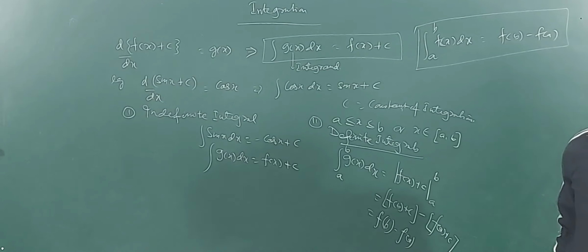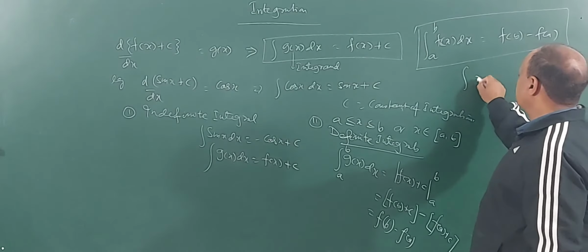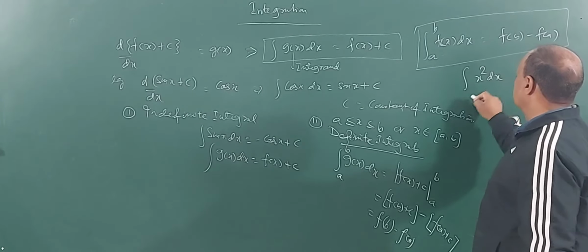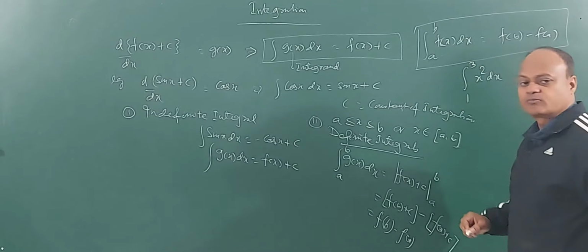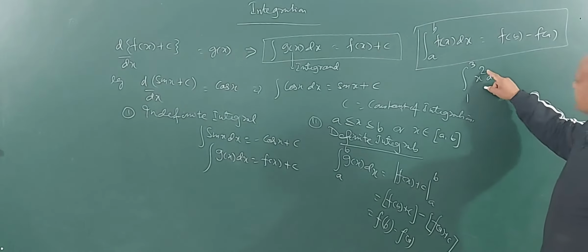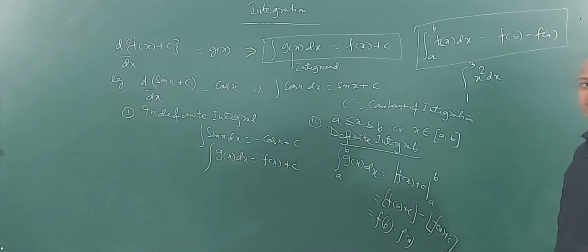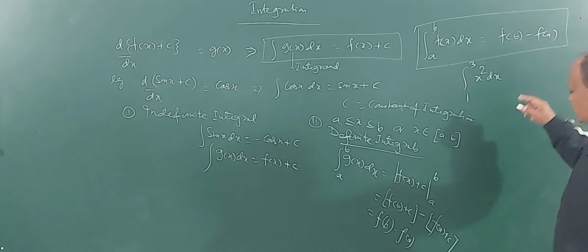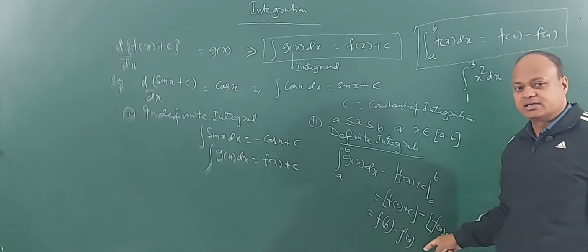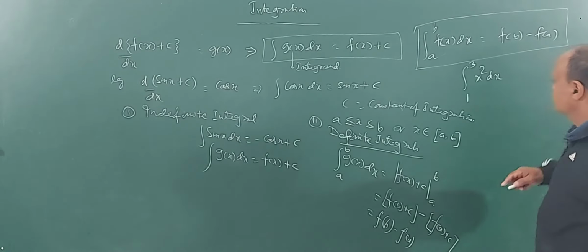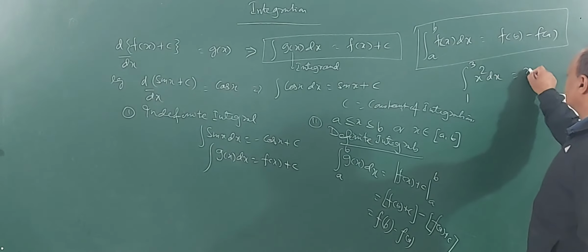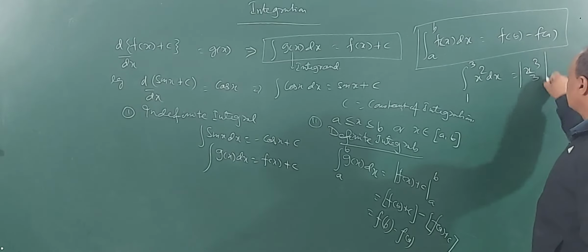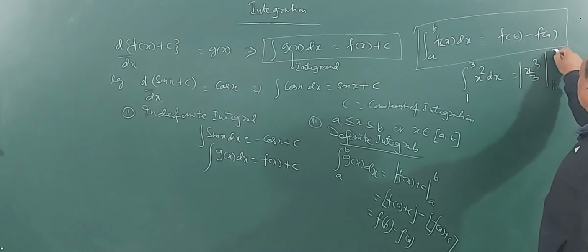For example, suppose I ask you to evaluate x to the power 2 with respect to x from 1 to 3. So what I'll do first? I'll integrate x square. And when you are dealing with a definite integral, it is not necessary to write c, because c eventually gets cancelled. So you can directly put the values. Now integration of x square is x cube by 3. I'll substitute the limits from 1 to 3.